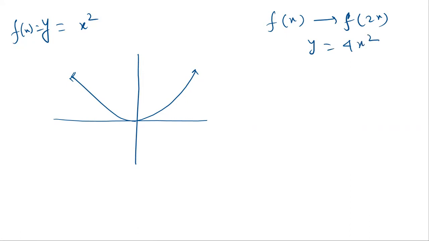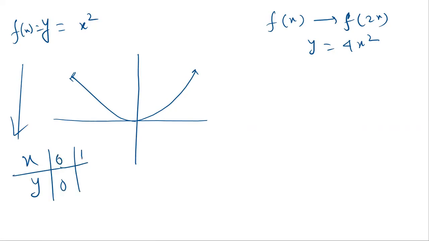What will happen? See, you take some values of x and y, you see the values of f of x first. Now for 0, this will become 0. For 1, this will become 1. For 2, this will become 4. For -2, this will become 4. Right? 1, 1, 2, 4, and -2, 4. Correct?